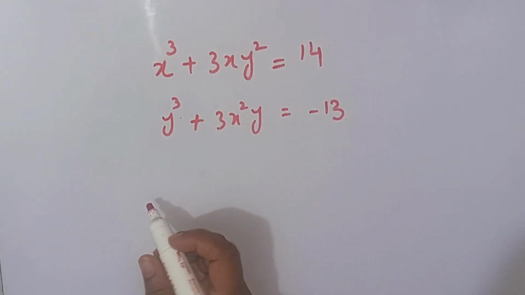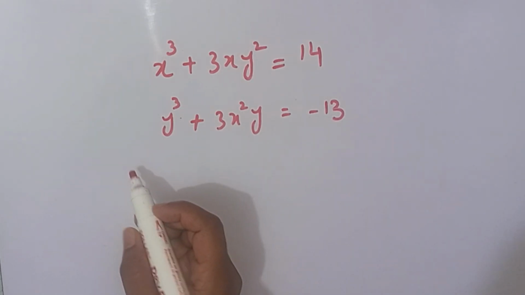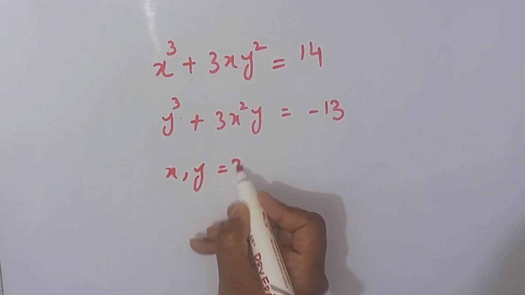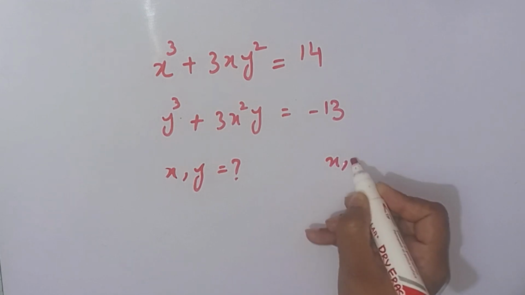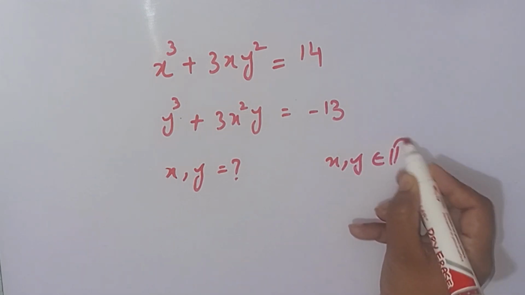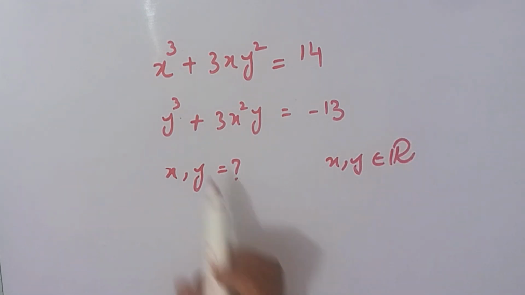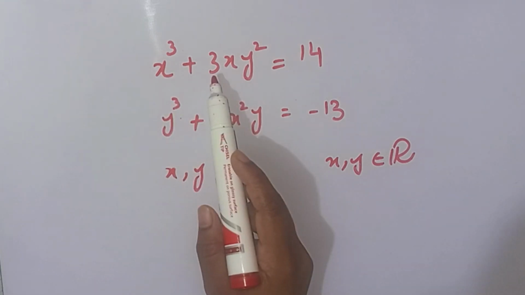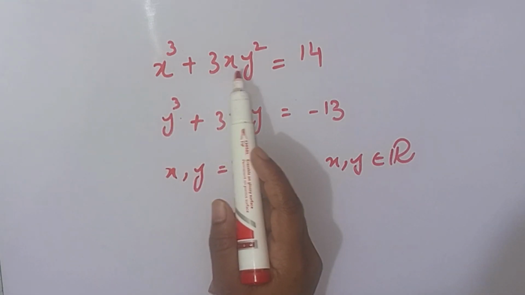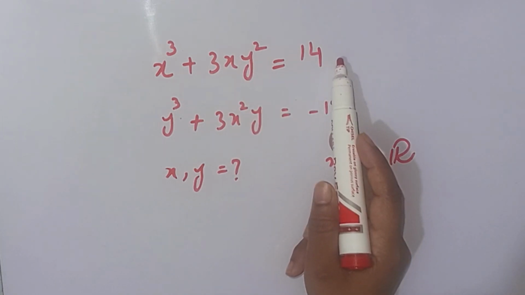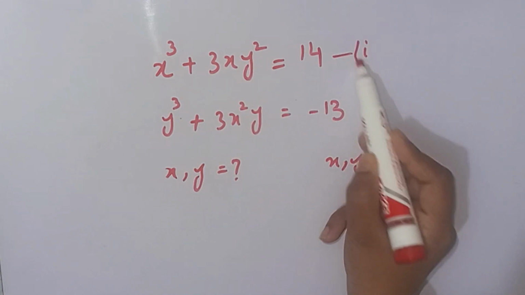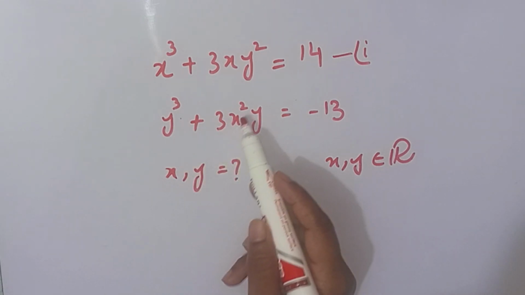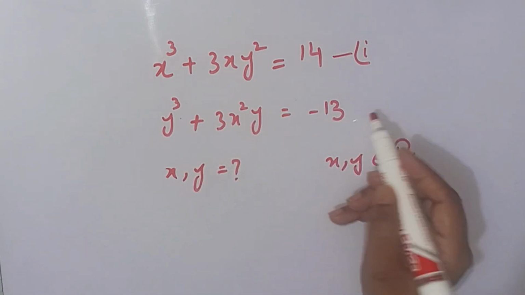And in this video we are going to solve this question, and in this question we find the value of x and y. In our question it's given that x and y belong to real numbers. So we have x cube plus 3 times the product of x y square is equal to 14. This is our first equation. And the second equation is y cube plus 3 times the product of x square y is equal to minus 13.